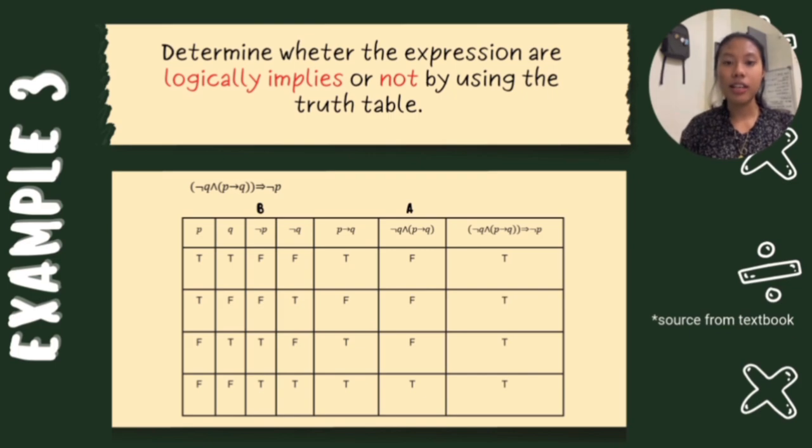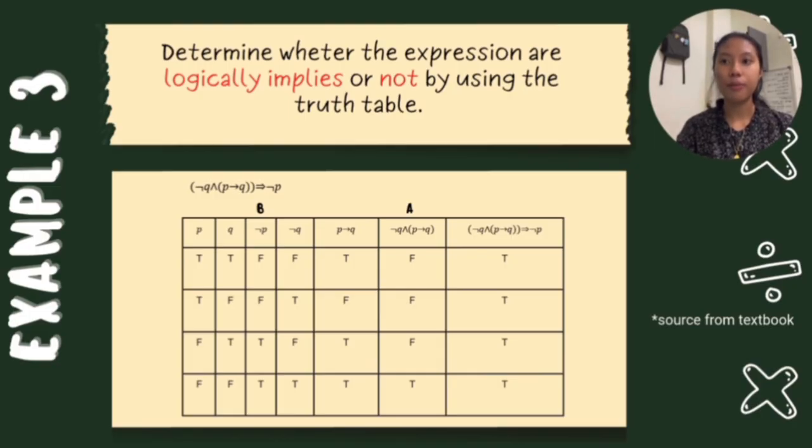Next, we evaluate the negation of P and Q. The negation simply reverses the truth value of the original proposition. If a statement is true, its negation is false, and if it is false, its negation is true. After that, we calculate the conditional statement P implies Q. The implication is only false when P is true and Q is false. In all other cases, the implication is true.